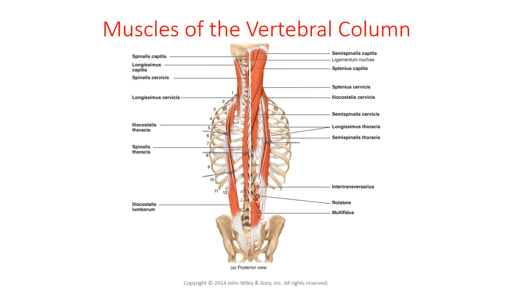So again, three different sets of muscles. The iliocostalis is the most lateral. Next medial is the longissimus, and then next medial to that are the spinalis muscles. Let's recap those one more time. The iliocostalis muscle is the most lateral. You have a lumbar section, a thoracic section, and a cervicis section.